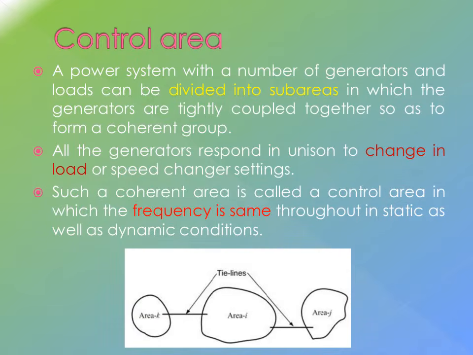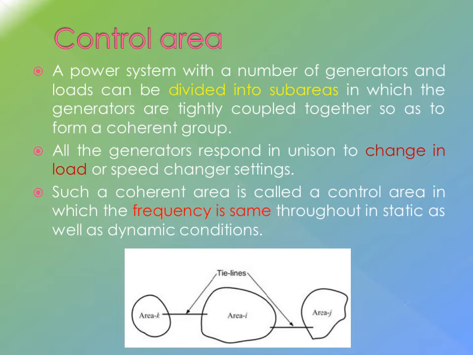In practice, several generators connected in parallel, located at different locations, will meet the load demand of a large area. All the generators may have the same response characteristics to the change in load demand. It is possible to divide a very large power system into sub-areas in which all the generators are tightly coupled such that they swing in unison with change in load or due to speed changer setting. Such an area where all the generators are running coherently is termed as a control area. Here, the frequency is the same in both steady state as well as dynamic conditions.